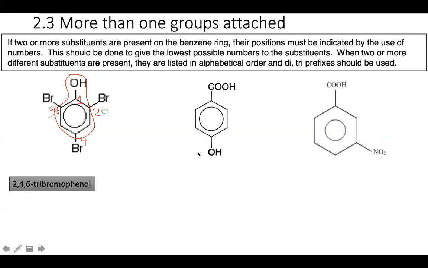Next, COOH and OH. So you have to decide who is the principal chain. COOH is your principal chain. Okay, so this is something benzoic acid. So when you have an OH as a side group or a side chain, OH is called hydroxy.